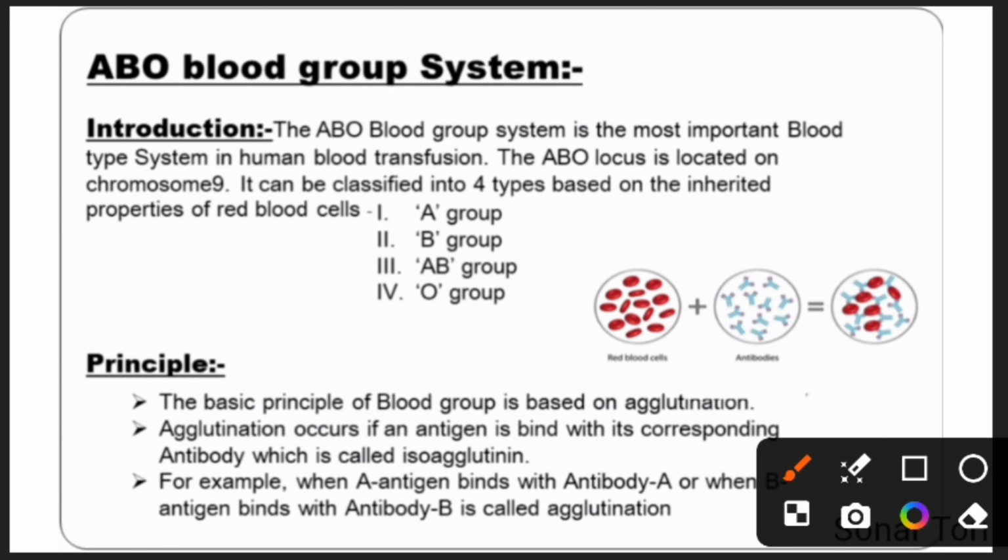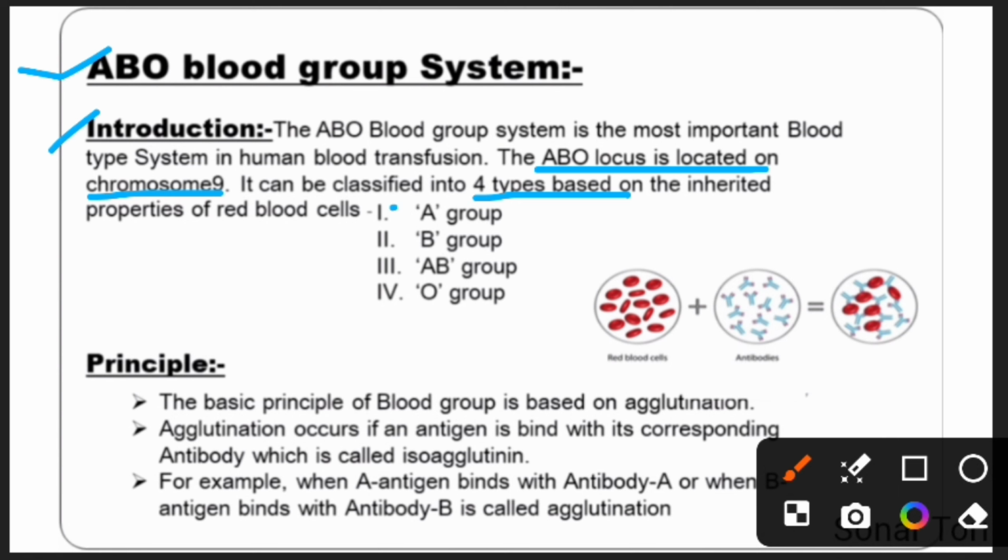ABO blood group system. Introduction. The ABO blood group system is the most important blood type system in human blood transfusion. The ABO locus is located on chromosome number 9. It can be classified into four types based on the inherited properties of the red blood cell.